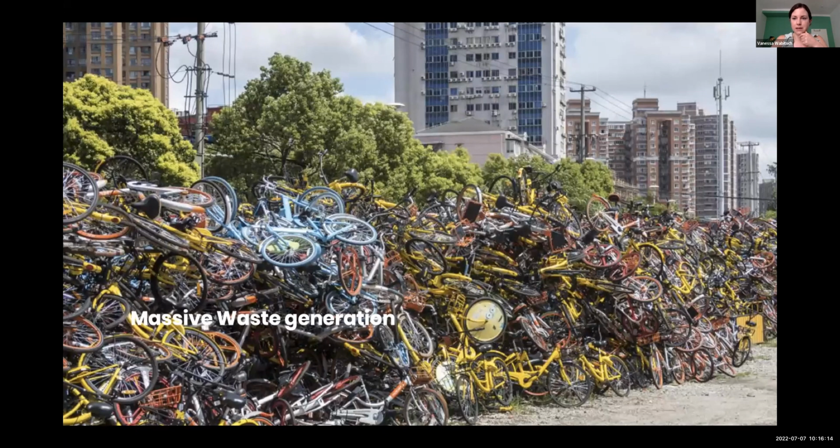On the other side, we have massive waste generation. It is again harming the health of the ecosystem, and we are shipping it to other countries, but we don't get rid of it. If we look at this, it is just resources at the wrong place.